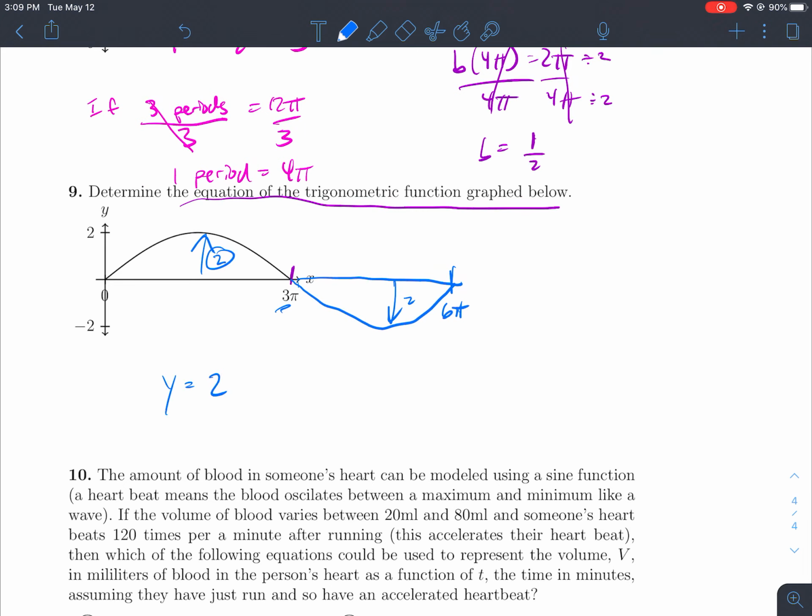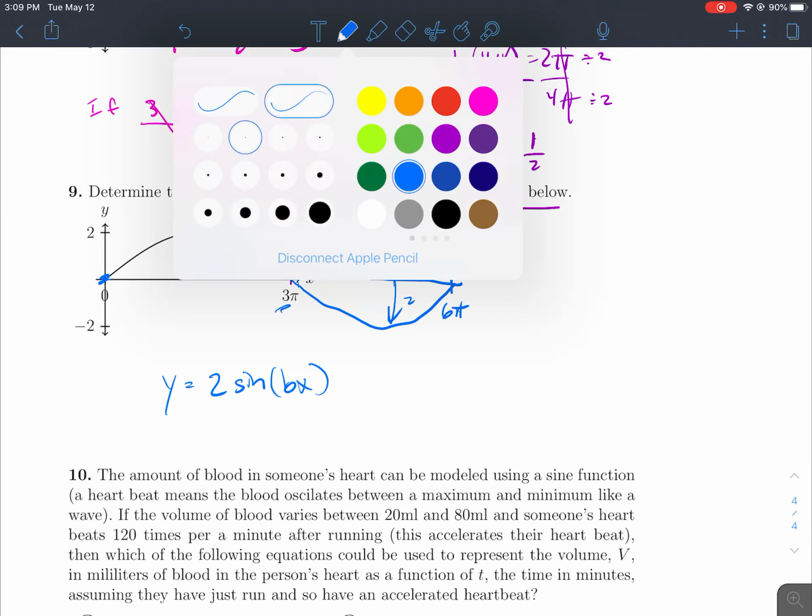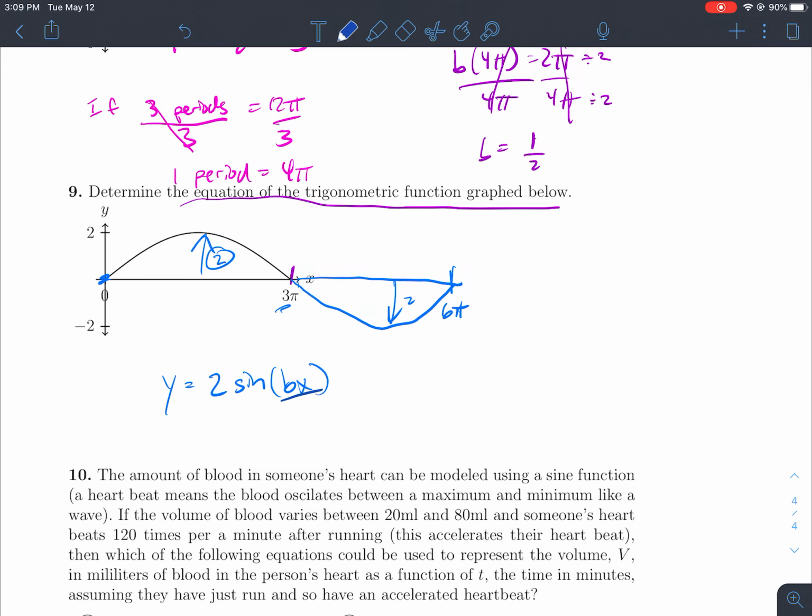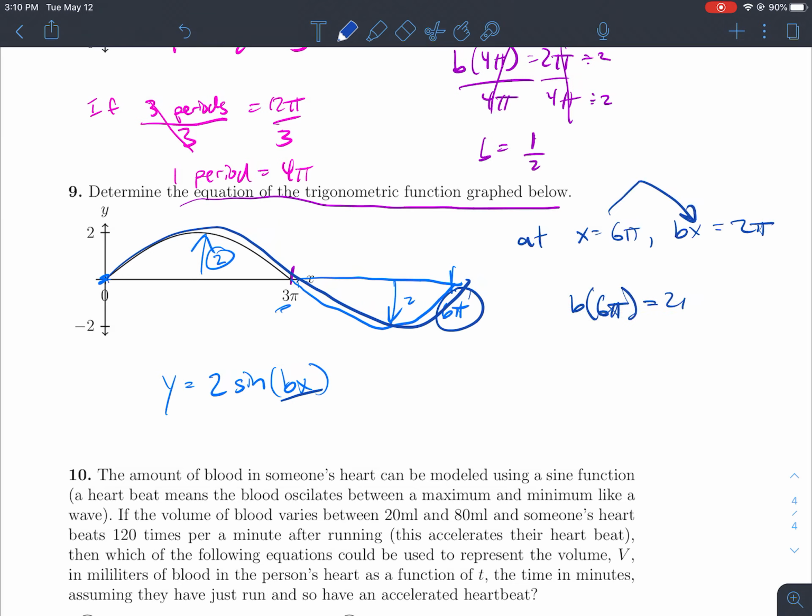All right, so we get y equals 2, because the amplitude is 2, sine, because it starts off at the midline, bx, because b is hard to figure out, no vertical shift. To find b, we say at x equals 6 pi, bx has to equal 1 full cycle, because you go all the way up, all the way down, back home. So bx has to equal 2 pi, 1 full circle, 1 full cycle. So we plug this in for x, b times 6 pi equals 2 pi.